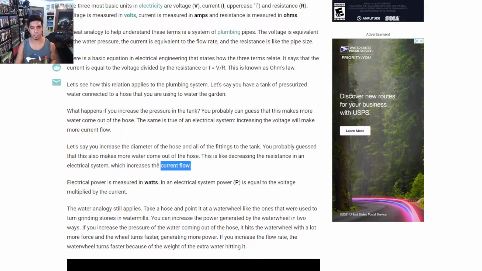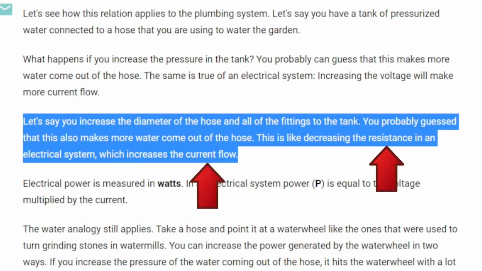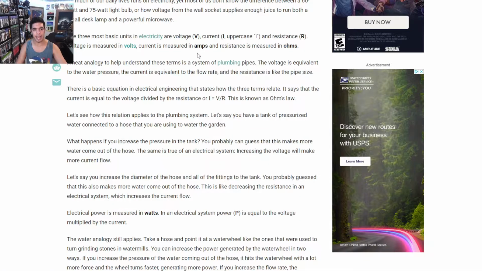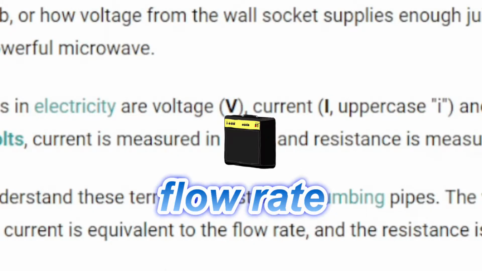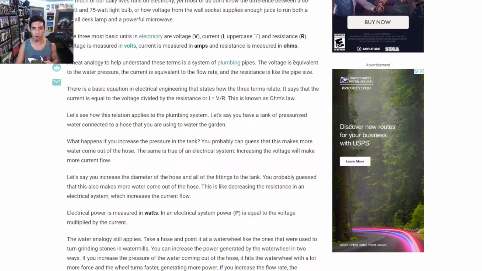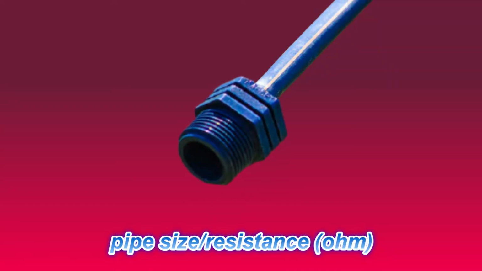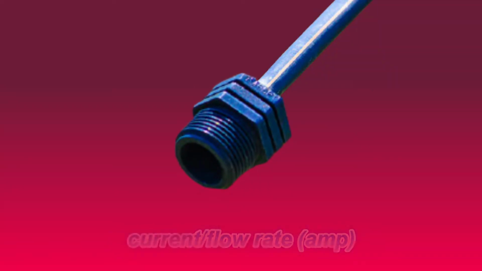And it looks like in this paragraph alone, they did a bit of a twofer. That is, they tackled both amps and ohms in one. The current, aka amps, is equivalent to the flow rate, and the resistance, aka ohms, is like the pipe size. And both these sort of interact with each other in a very similar way, depending on aspects like the pipe size, which can directly affect the flow rate.